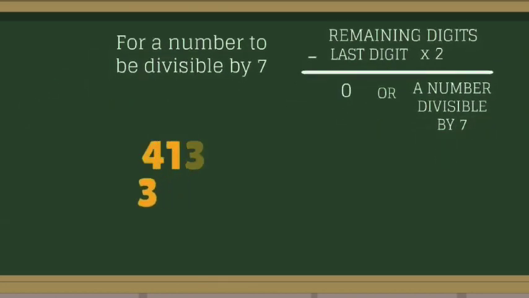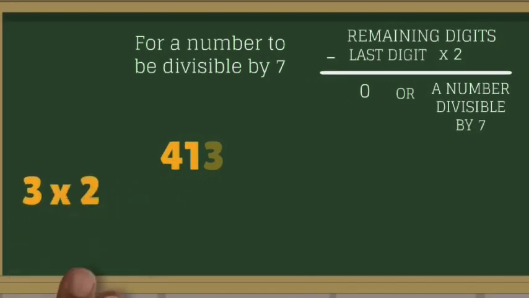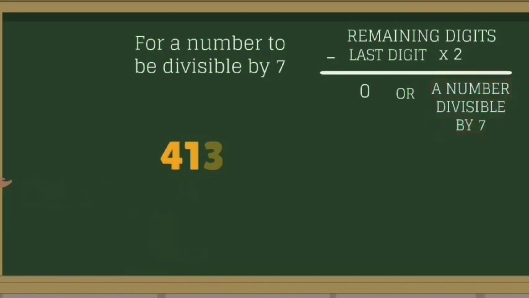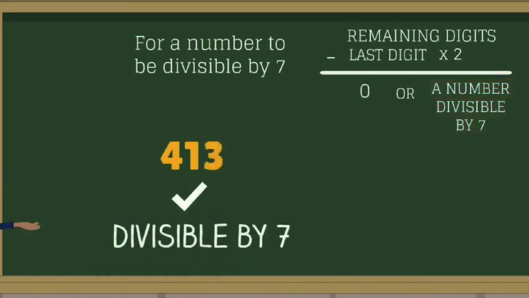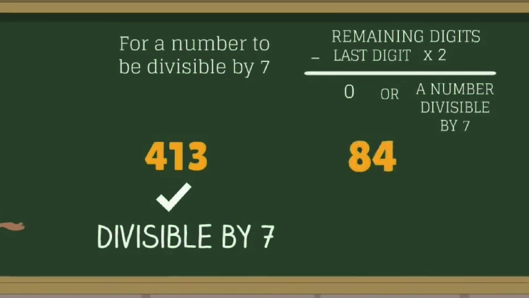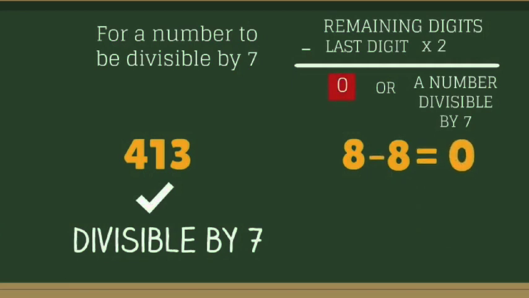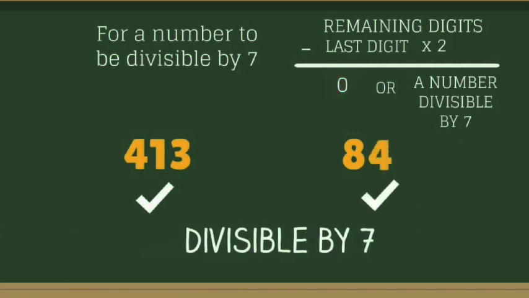413. The last digit is 3. We first double the digit, get 6. Now subtract 6 from the remaining digits of the number. 41 minus 6 is equal to 35, which we know is divisible by 7. So 413 is also divisible by 7. Take another number, 84. Doubling the last digit gives us 8, and subtracting it from the remaining digit gives us 0. Hence, 84 is also divisible by 7.